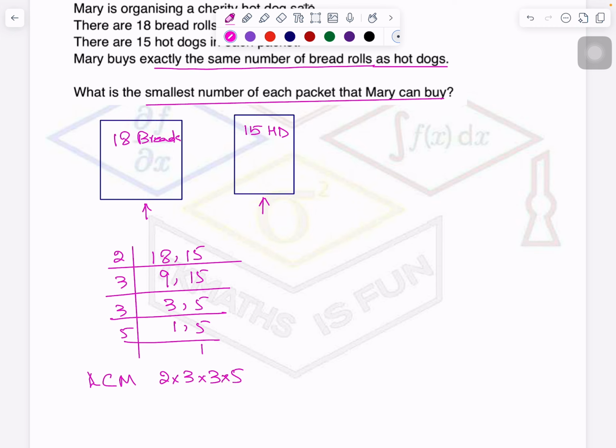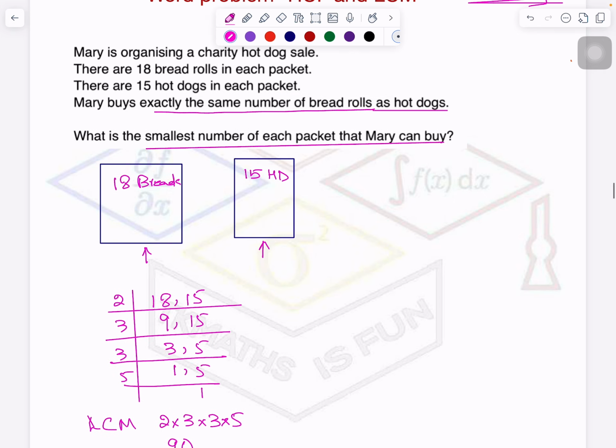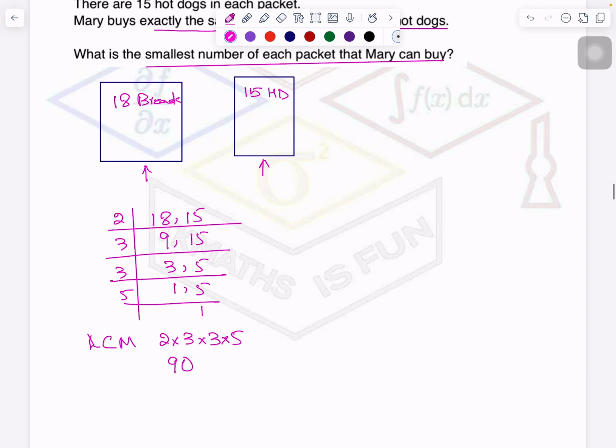3 2s are 6, 6 3s are 18, 18 5s are, I think 90. Let me check. 18 times 5 is, yes. So altogether it is 90 she can make, right? If she has exactly the same bread and hot dogs, it should be 90. Then how many packets of bread she will buy and how many packets of hot dogs she will buy? What comes in your mind now? This is the challenge here.